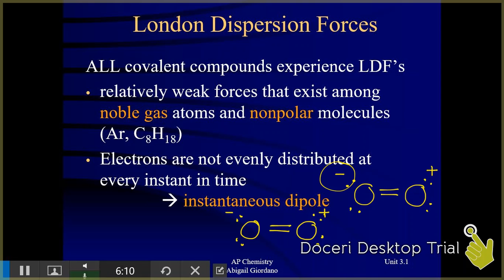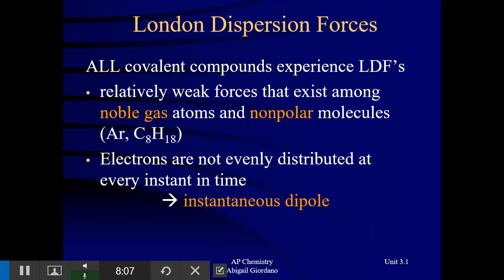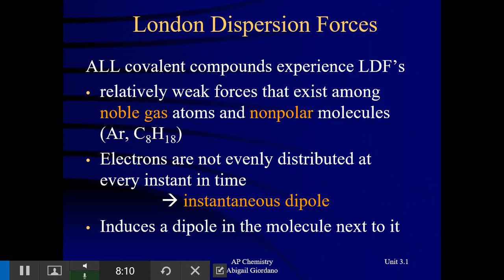So there is a very weak, I know I'm not drawing this very well, a very weak force of attraction between the negative end of that oxygen molecule and the positive end of the other. But it's a very weak force, and it's only for an instant. That's why it's called an instantaneous dipole. So you get this instantaneous dipole, which induces another instantaneous dipole in the molecule next to it, and there is a very weak force of attraction. That is a London dispersion force.